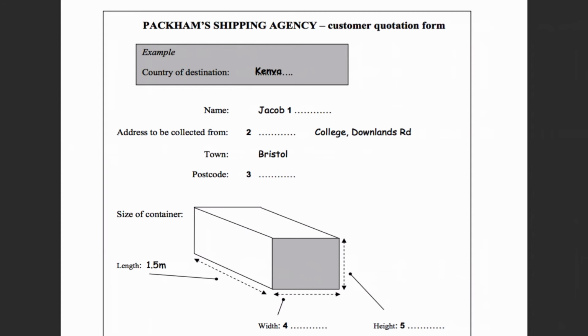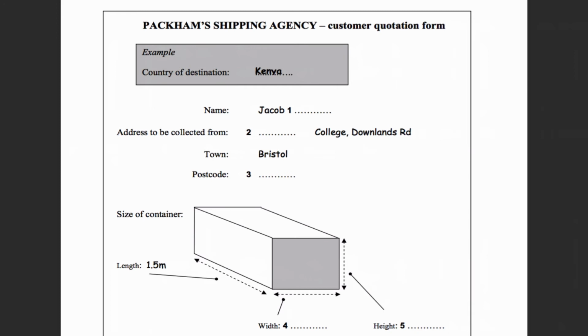Good morning, Packham's shipping agents. Can I help you? Oh, yes. I'm ringing to make inquiries about sending a large box, a container, back home to Kenya from the UK. Yes, of course. Would you like me to try and find some quotations for you? Yes, that'd be great. Thank you. Well, first of all, I need a few details from you. Fine. Can I take your name? It's Jacob Mkere. Can you spell your surname, please?